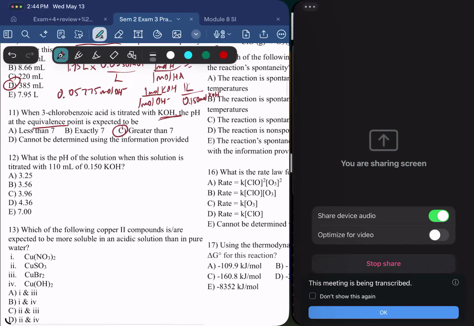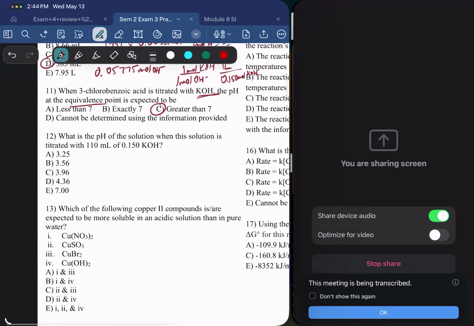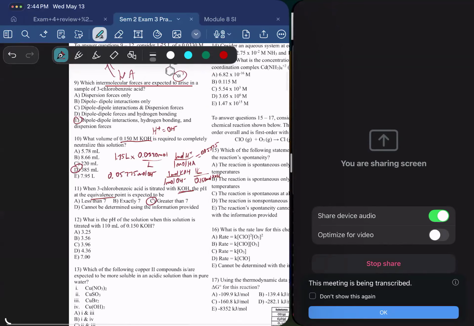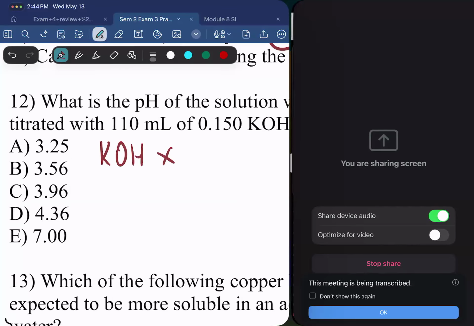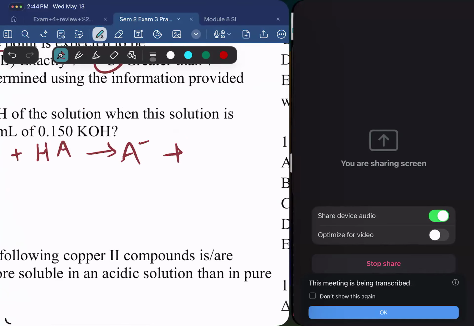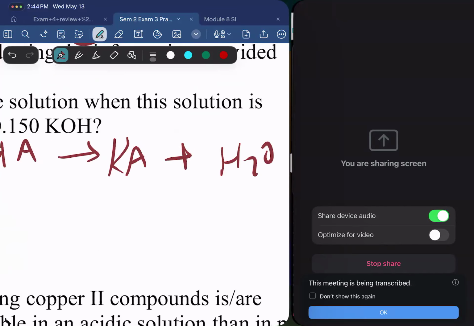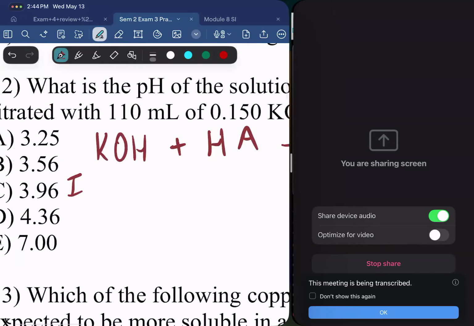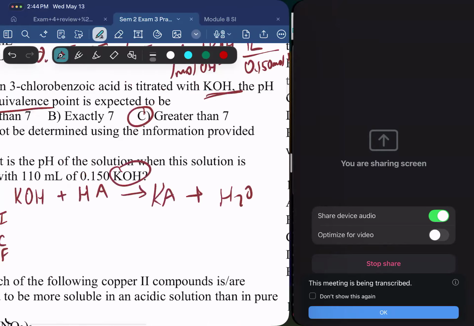And then 12, what is the pH of a solution when this solution is titrated with this amount of KOH? Here, this is where we're going to do an ICF chart. So we have a weak acid reacting with a strong base. So KOH plus HA yields A minus plus H2O. Okay, so we're going to do an ICF chart with this, and the reason is that we have a strong base reacting with the weak acid.